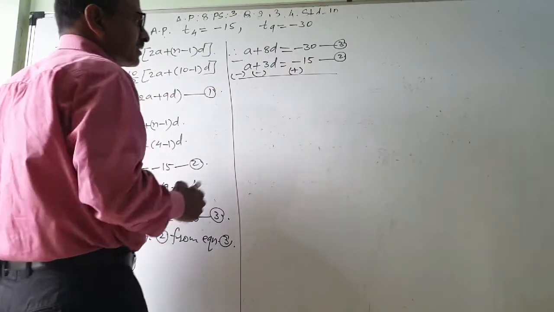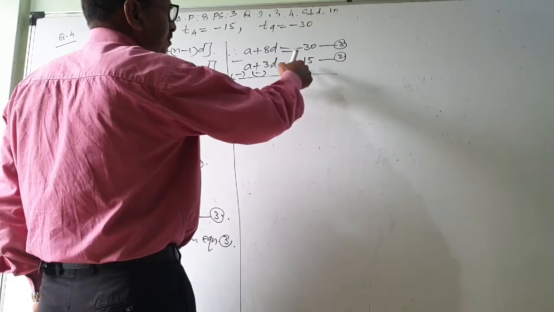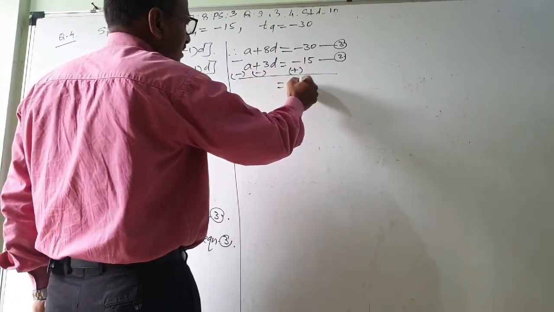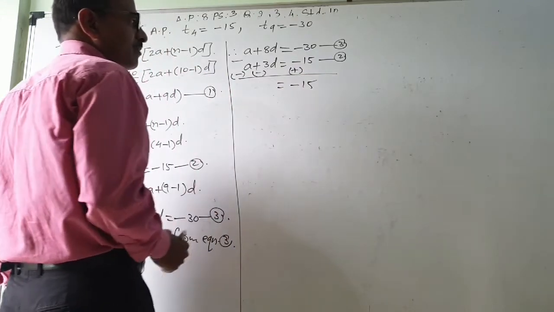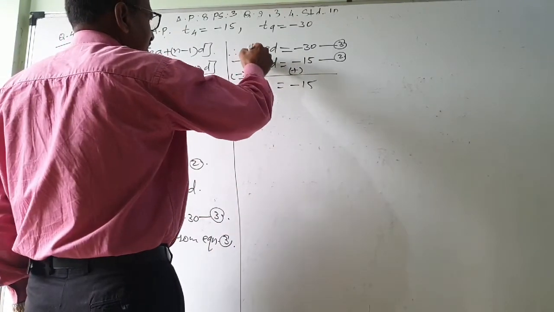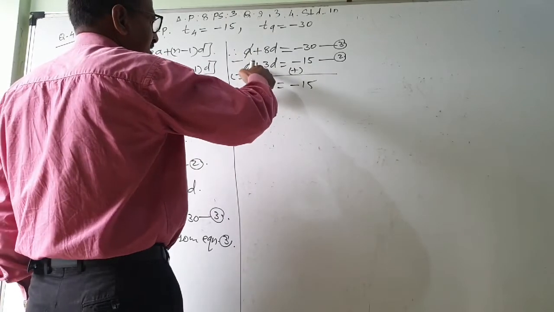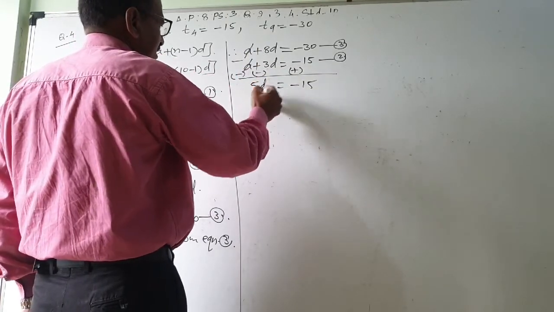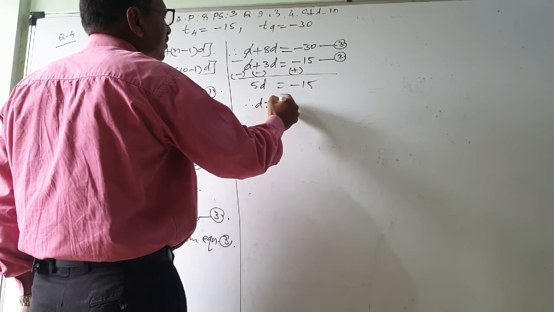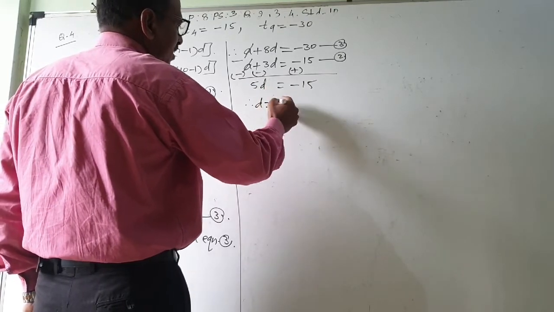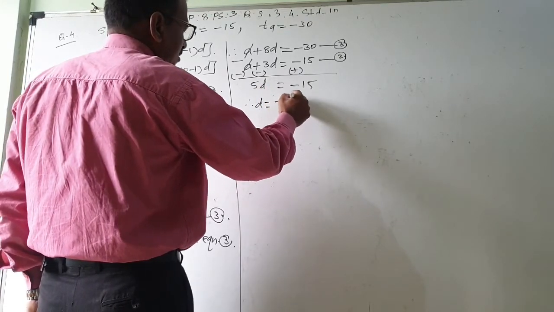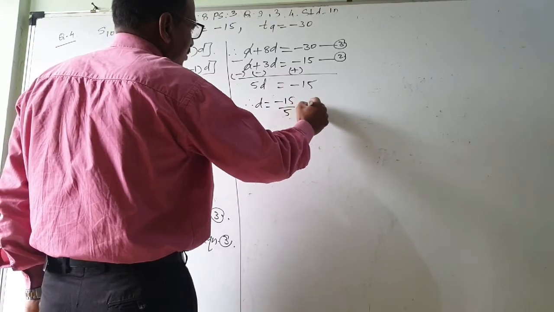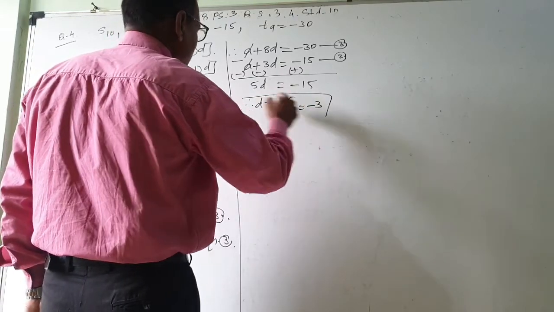Don't forget this. So this will be plus 15 minus 30, the answer will be minus 15, the bigger number's sign. This will get cancelled. 8 minus 3 will be 5d. Therefore, d is equal to minus 15 upon 5, that is equal to minus 3. This is your one answer.